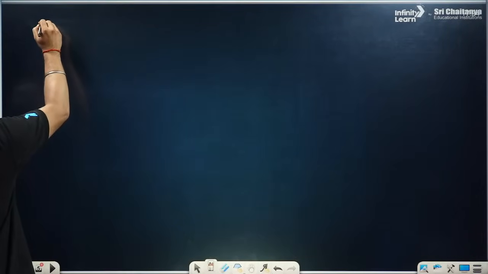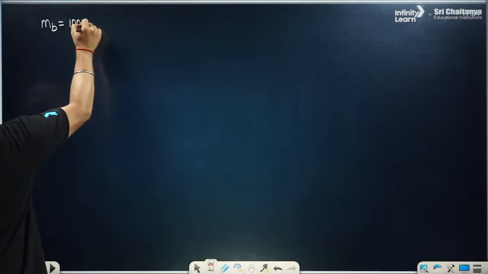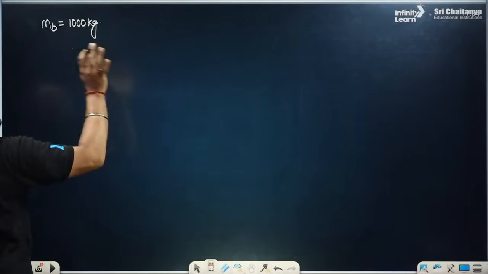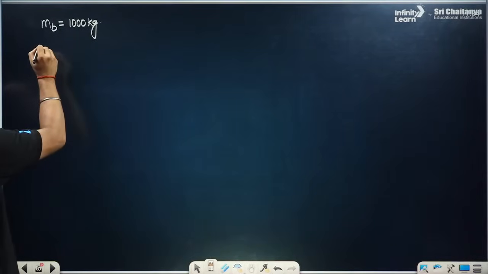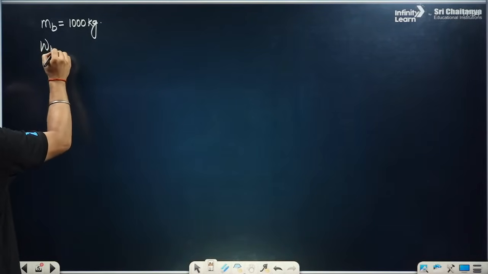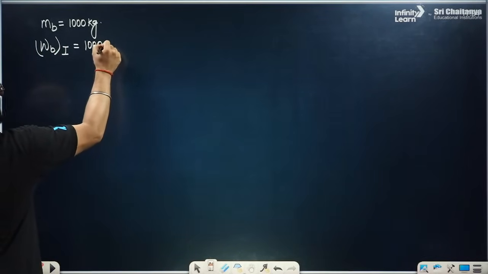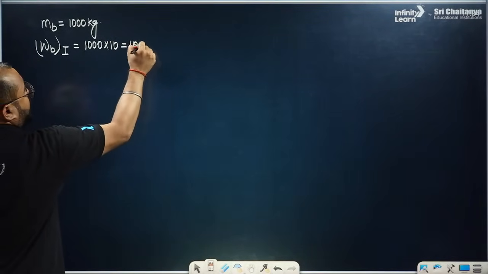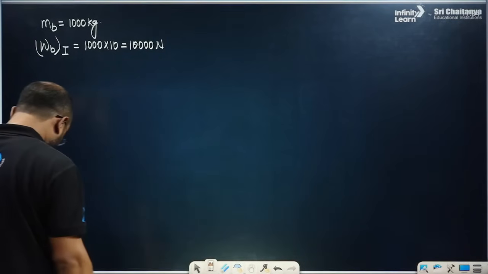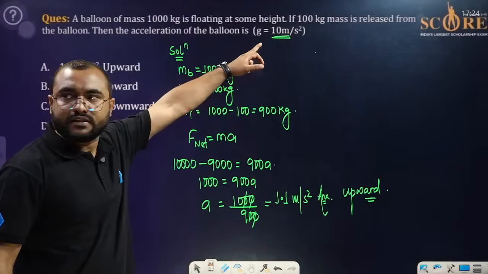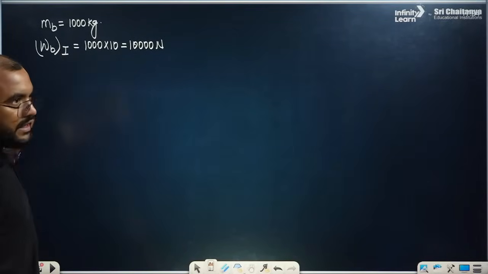We know the mass of the balloon is given as 1000 kg. If I want to find the weight of this balloon at the initial point, I will write 1000 into 10, that is 10,000 Newton. As you can see, it is written that the value of g is 10. So that is clear.